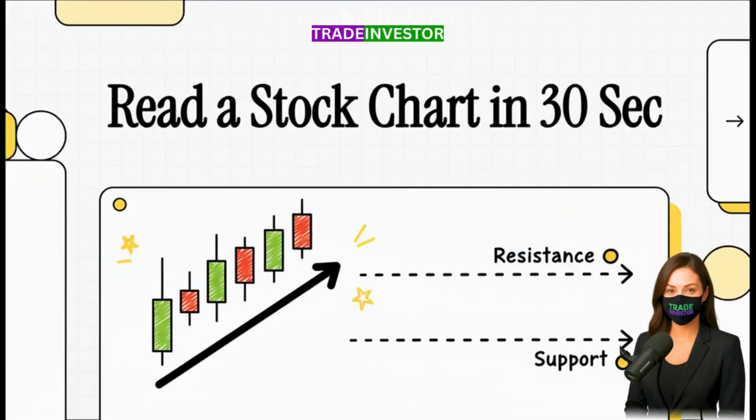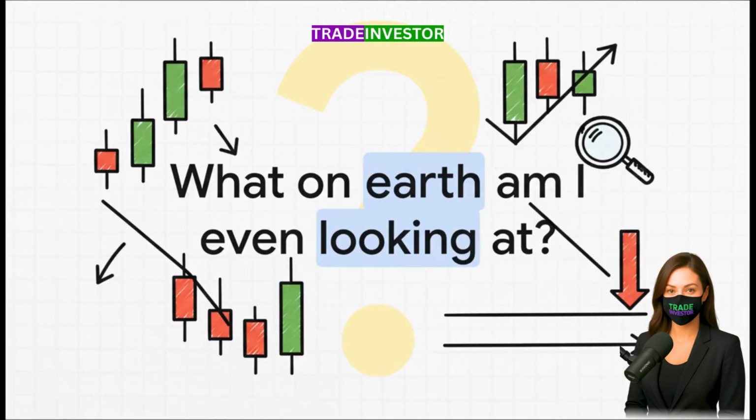Let's talk about something that looks super complicated but is actually surprisingly simple. We're going to break down exactly how you can look at any stock chart and get the gist of it in literally 30 seconds. Come on, you've been there, right? You pull up a chart and it's just this chaotic jumble of red and green bars, squiggly lines. It feels like you're trying to decipher some ancient code.